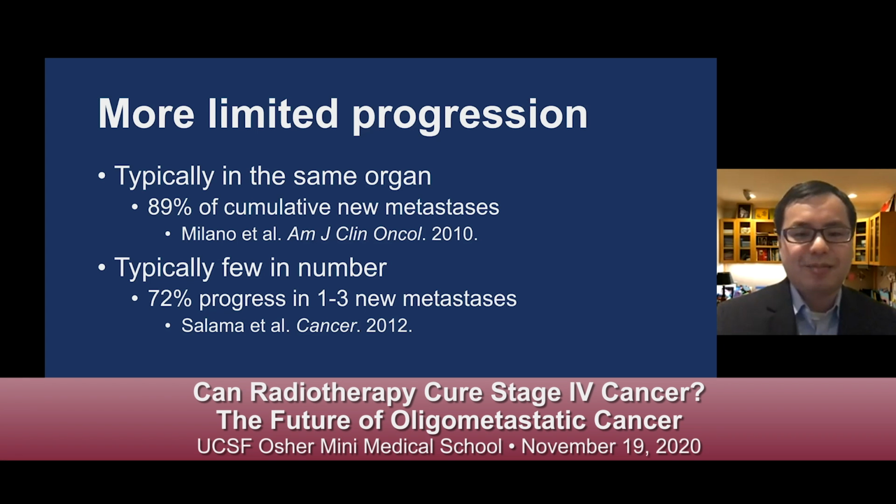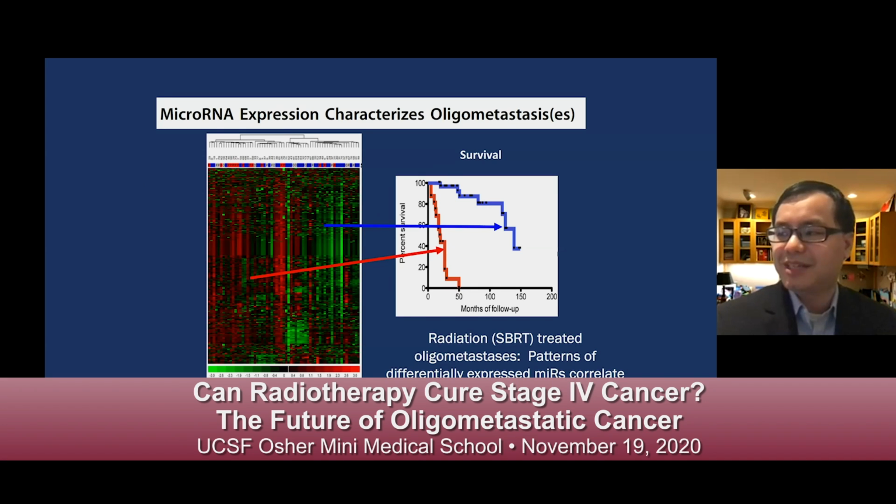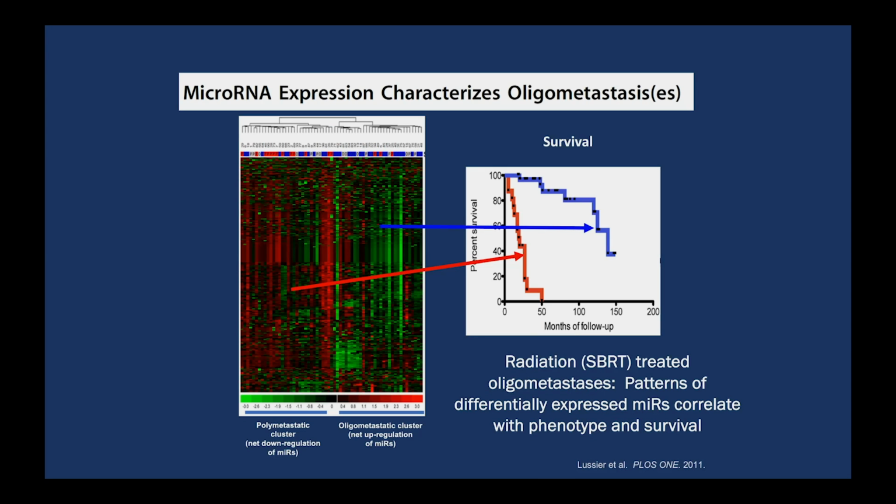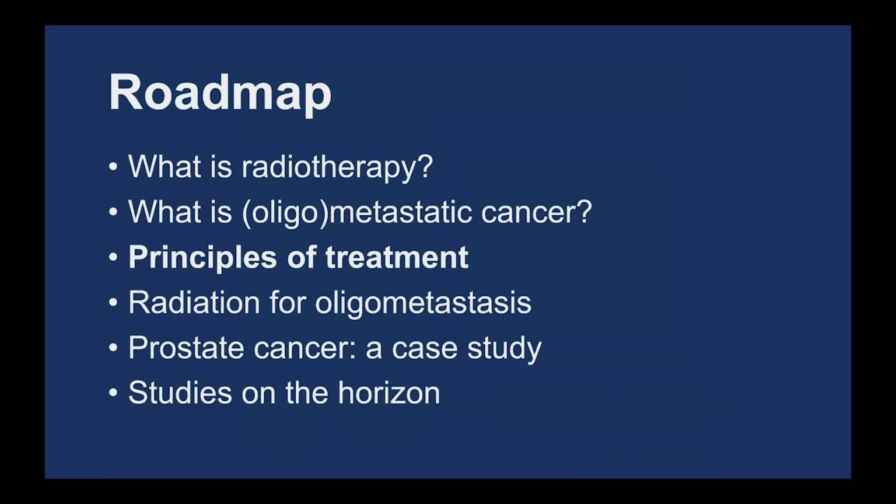And this same group corroborated some of these findings by looking at microRNA expression. Basically, they found that there were differential patterns of expression which were correlated with long-term outcomes for patients that were treated with focused radiation. Which actually takes us into our next section, which is principles of treatment for oligometastatic cancer.